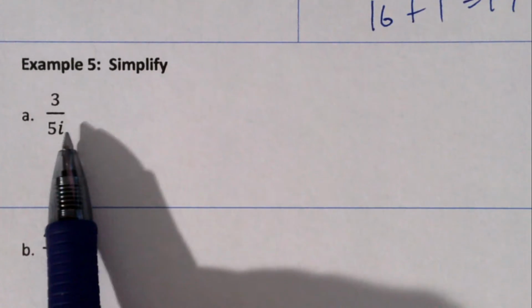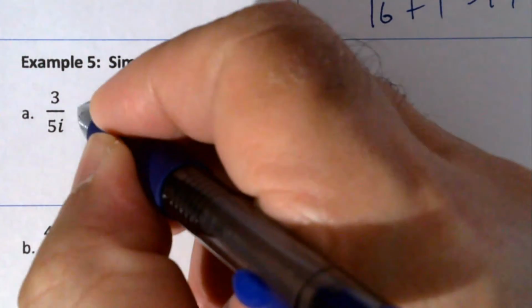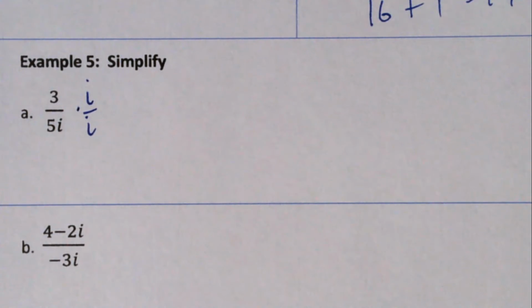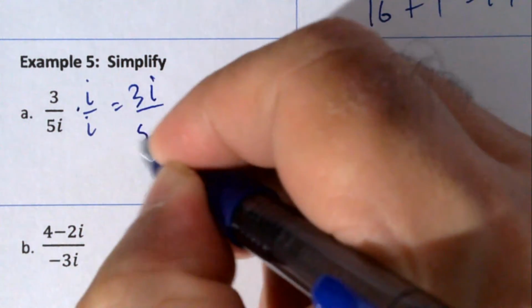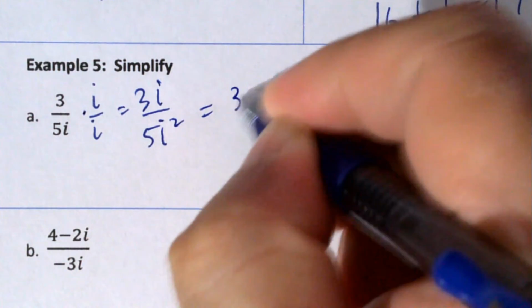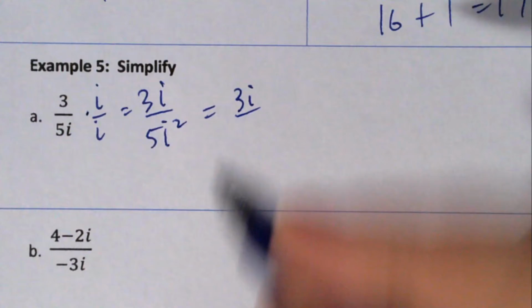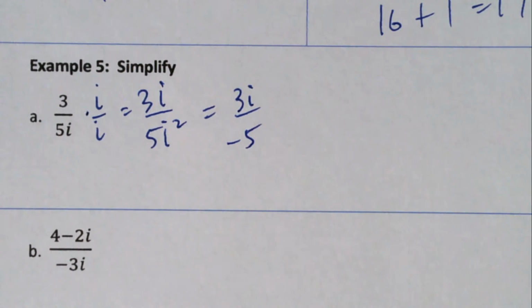So what I'm going to do, if you have a monomial denominator and it's an imaginary number, you're going to multiply by the imaginary number. The rule is kind of like the rule of no radicals in the denominator. You can't have i in the denominator. You multiply that, you get 3i, 5i squared. But don't forget, what does that i squared do to that 5? Makes it negative 5. Okay.